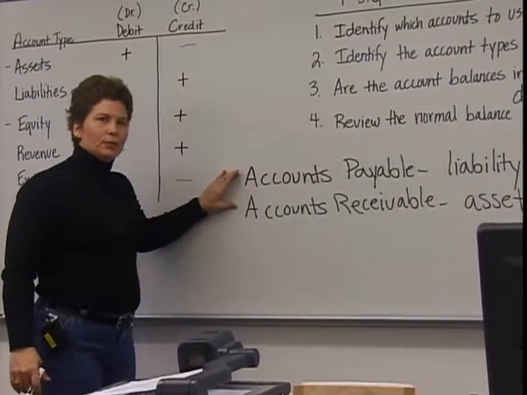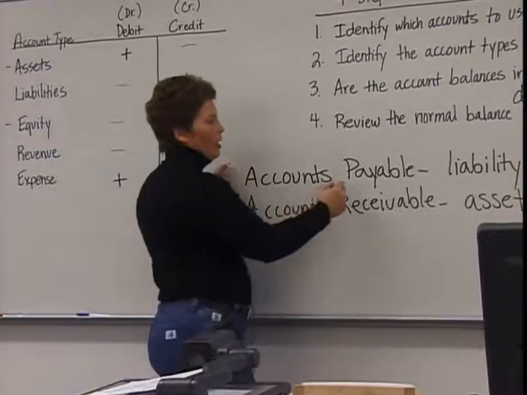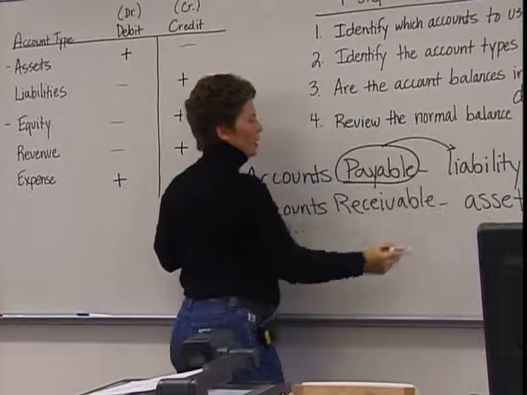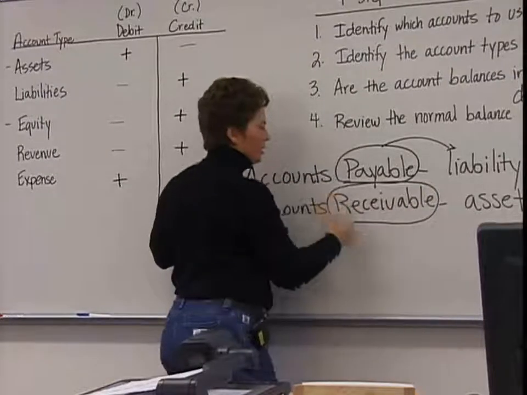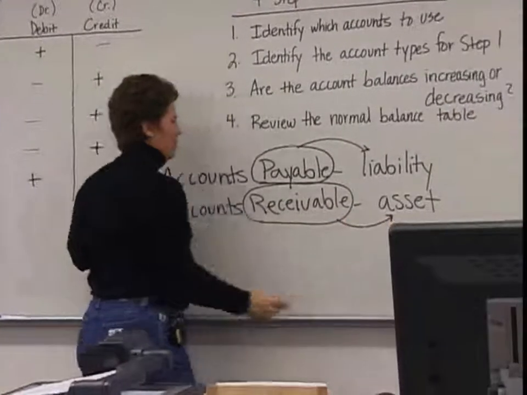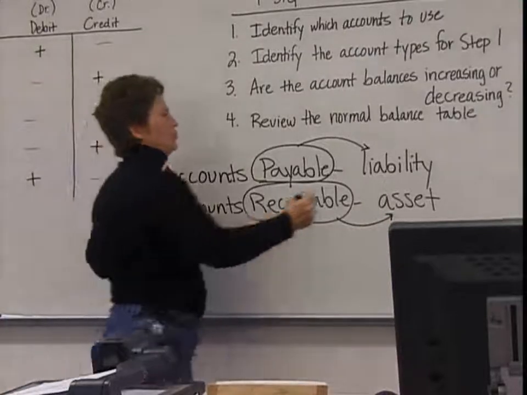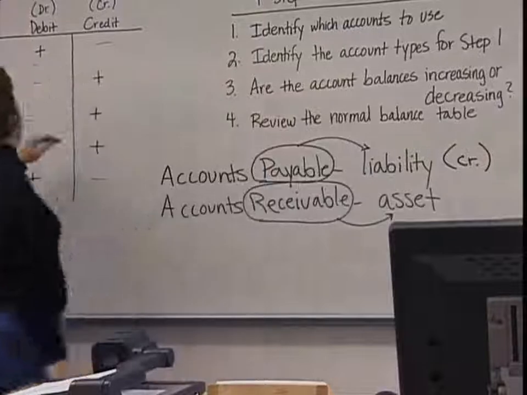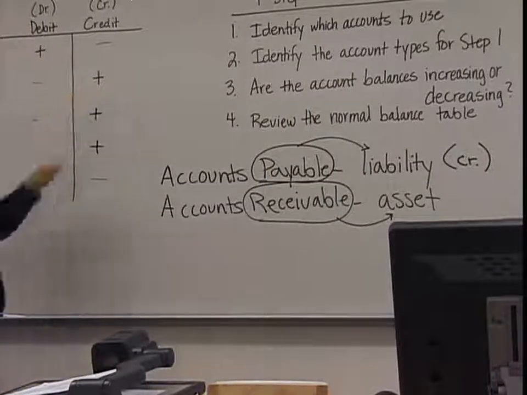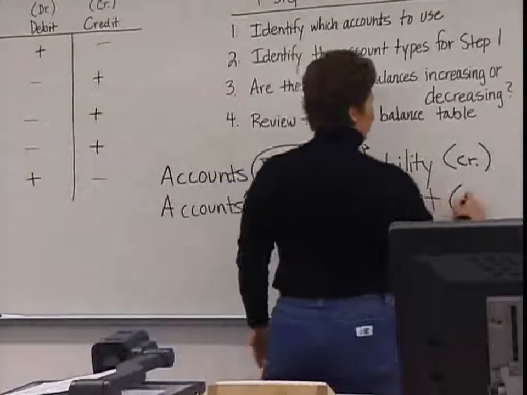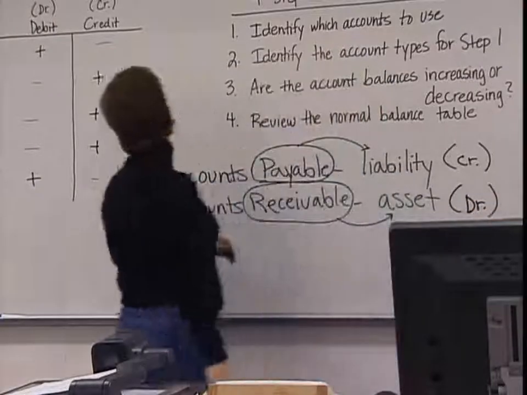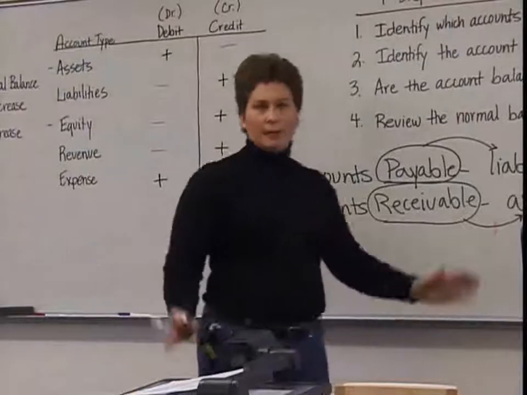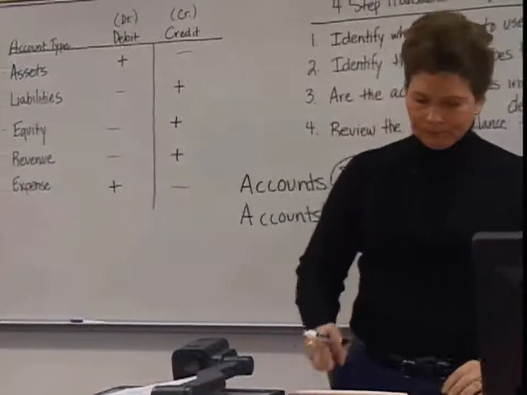Don't get them confused. Again, the word payable often indicates a liability. The word receivable indicates an asset. One has a normal credit balance, so we increase it with a credit. One has a normal debit balance, which we would increase with a debit. Okay? So make sure that you understand the distinction between those two terms.